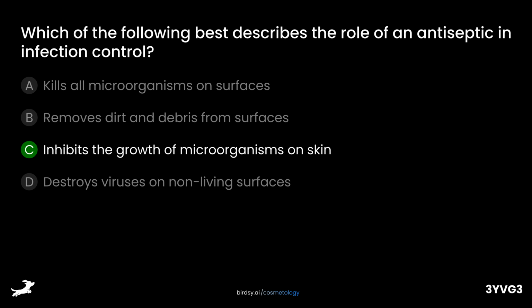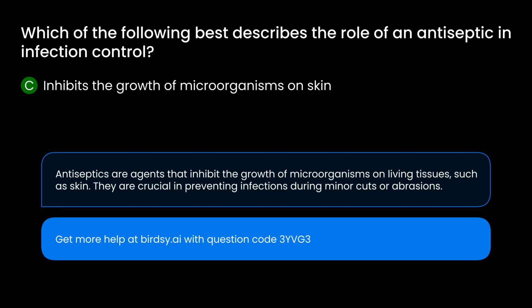The answer is C, inhibits the growth of microorganisms on skin. Antiseptics are agents that inhibit the growth of microorganisms on living tissues, such as skin. They are crucial in preventing infections during minor cuts or abrasions.